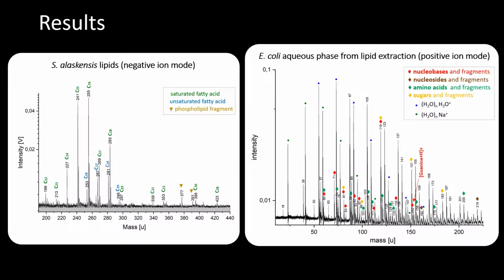Here you can see the spectra of E. coli aqueous phase. So at the end of the lipid extraction, we obtain two phases. One phase contains the lipid, and the other phase, the aqueous phase, contains all the polar molecules. So here in the aqueous phase spectra on the right, we identified guanine again and some nucleobase fragments and many compounds from the phosphate deoxyribose backbone of the DNA and also several amino acids.